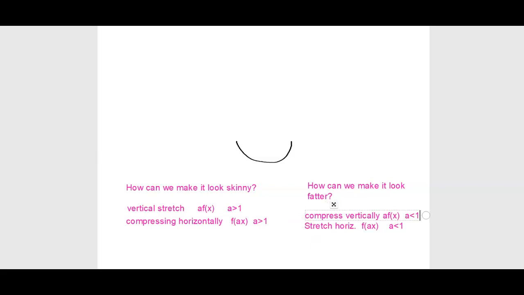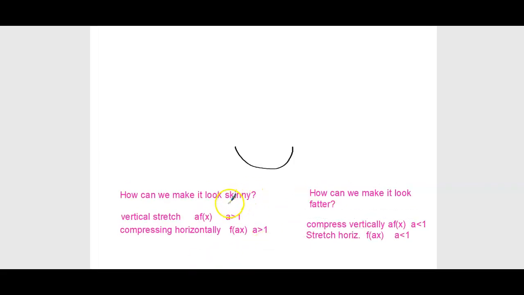So here's kind of a nice little way to remember this. In order to make it look skinny, you're multiplying by a number that's greater than 1, whether it's outside or inside. In order to make it look fatter, you're multiplying by a number that is less than 1, whether it's inside or outside. So keep that in mind as we go ahead and do these next few problems.